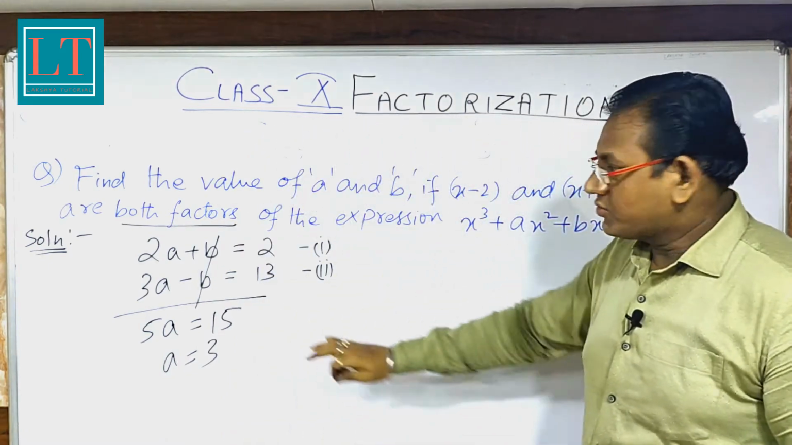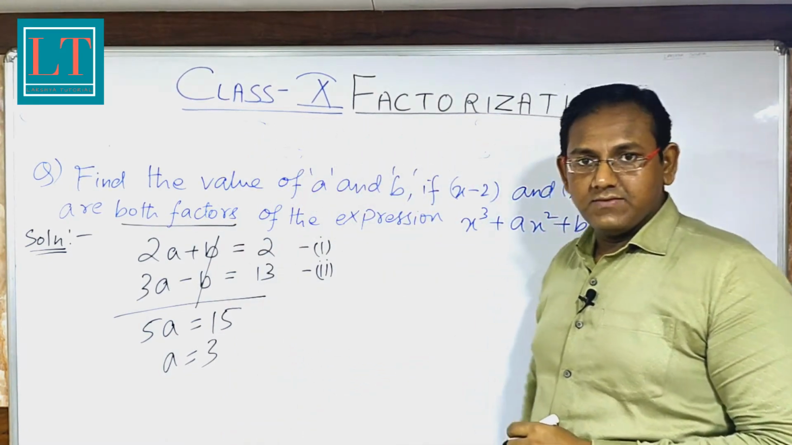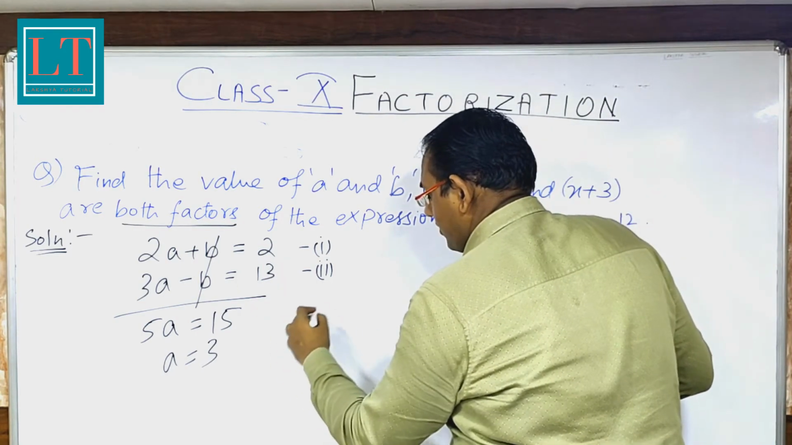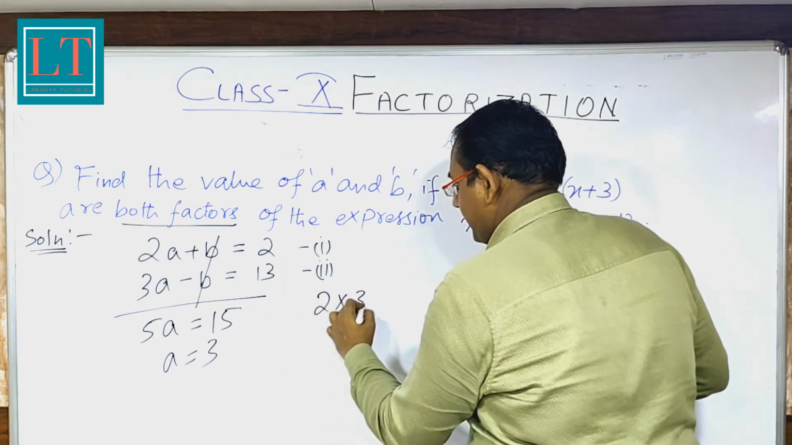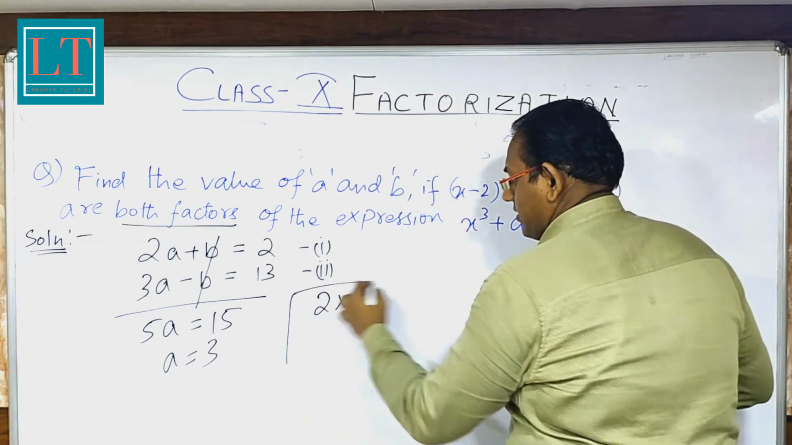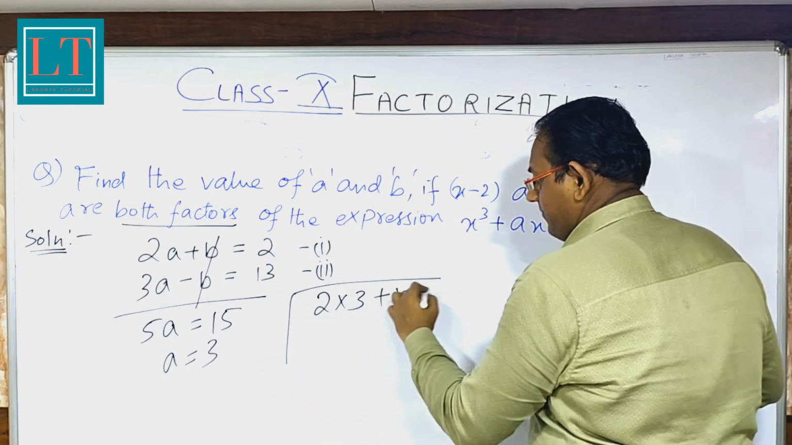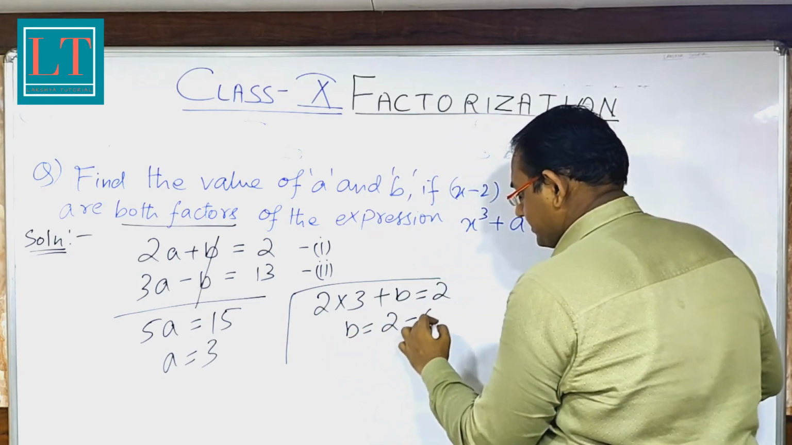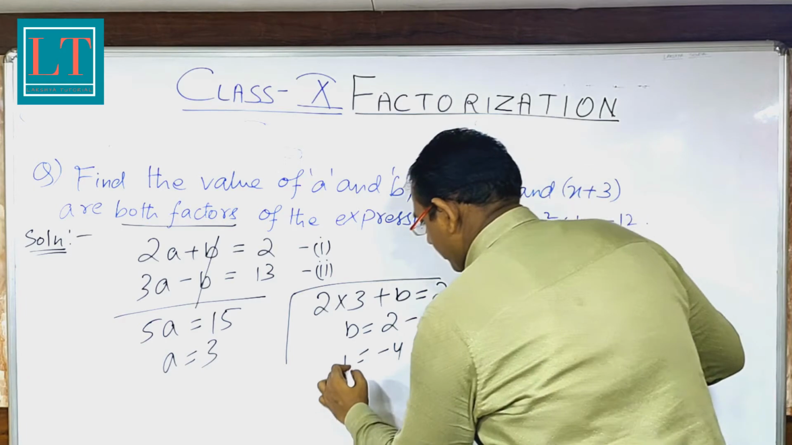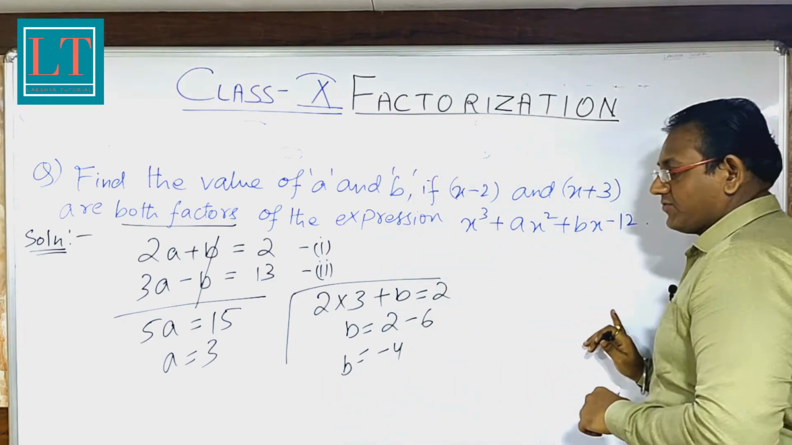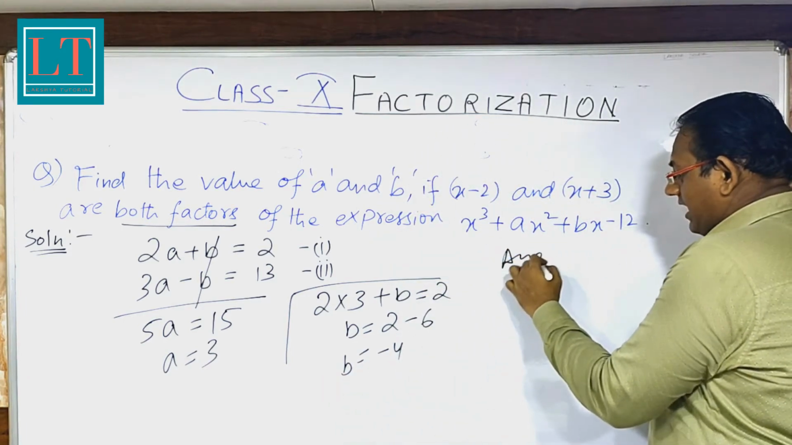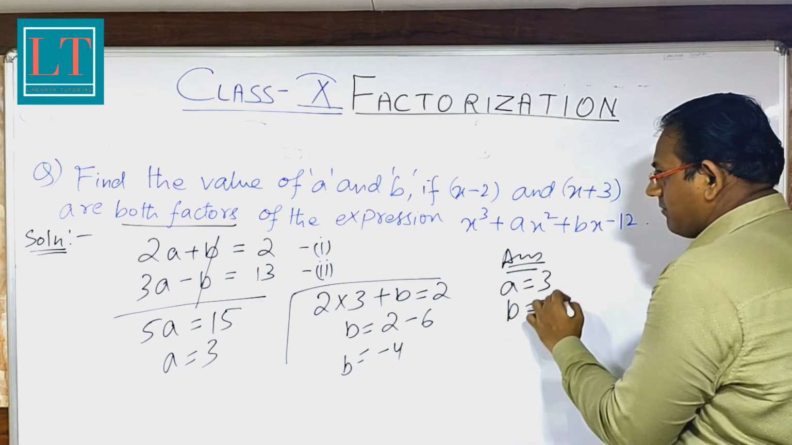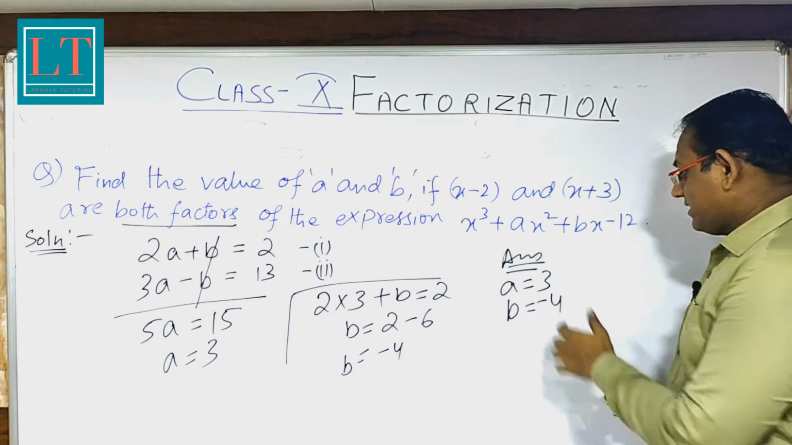Now the next thing is to put the value of a in any of the given expressions. I am putting the value of a in equation number 1. So if we put that, then we will be getting 2 into 3 plus b is equal to 2. That means the value of b is 2 minus 6, which is basically minus 4. That means b is coming to be minus 4. So the answer that we are getting over here is a is 3 and b is minus 4. So this is your answer.